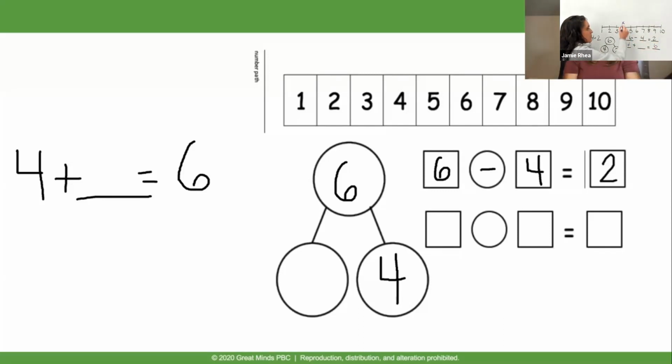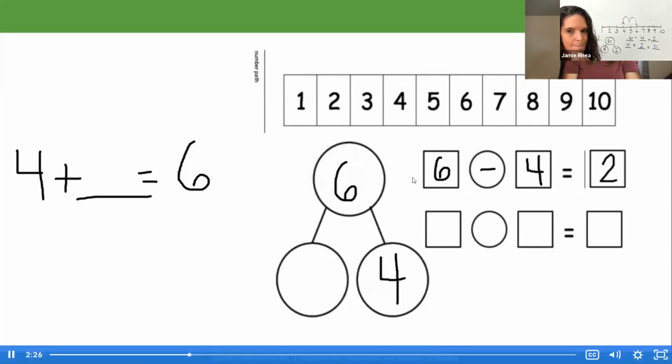So watch what I do. I'm going to start at 4. 1, 2, because there's 6. Here's my 6. Here's where I'm going to stop. How many times did I jump? 1, 2. I jumped 2 times. So I can put 2 right there. Let's see if I did that the right way.